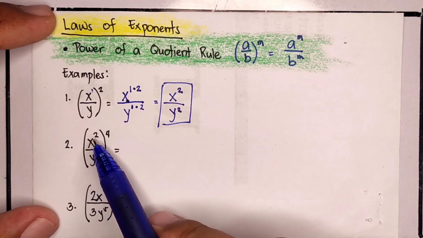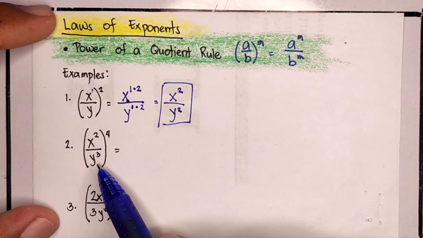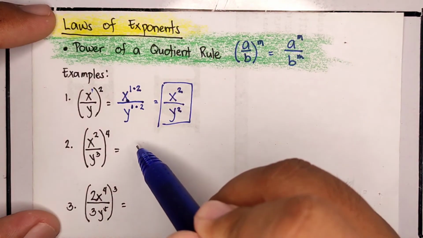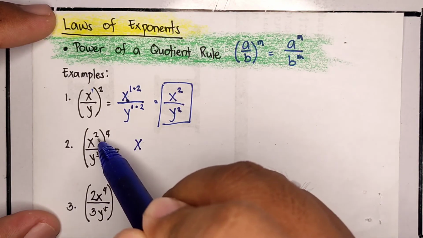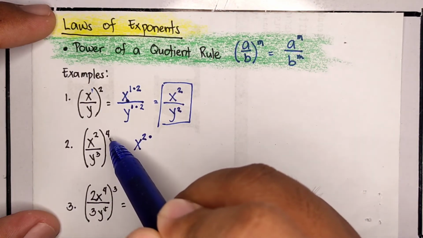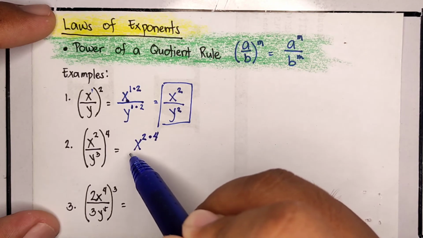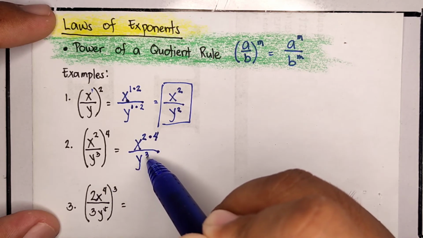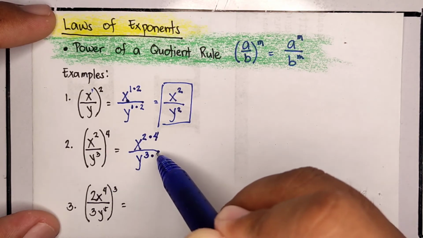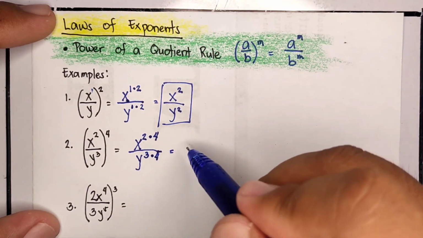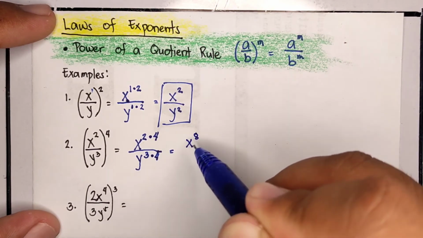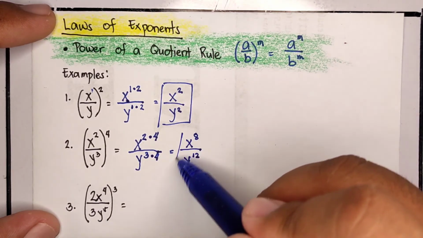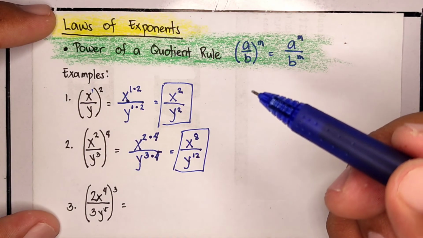Okay, another example, x squared over y cubed raised to the power of 4. Simply, x squared times, okay, we have here the power, which is 4, over, we have here y, then 3 times, power is 4. That is x raised to the power of 8 over y raised to the power of 12. And this would be our answer.